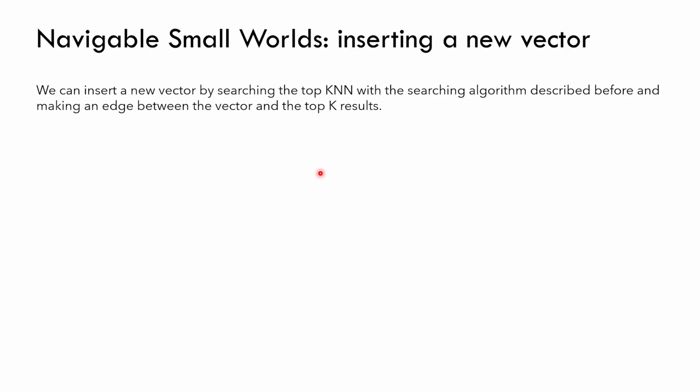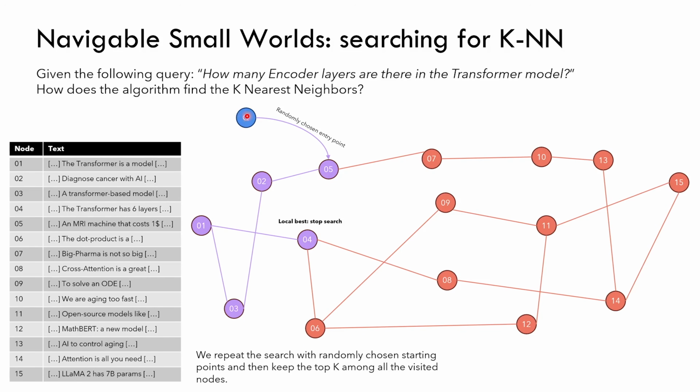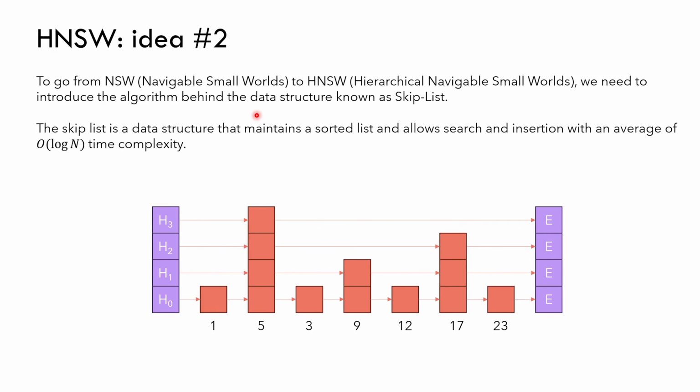If we want to insert a vector in this graph, we just do what we did before. So we want to insert this query, for example, we will just do it like a search. And then when we have found the top k, we just connect the query with the top k. And that's how we insert a new item into this graph.